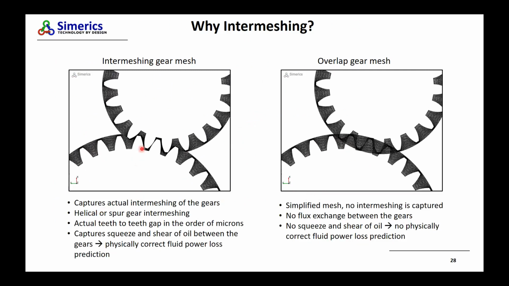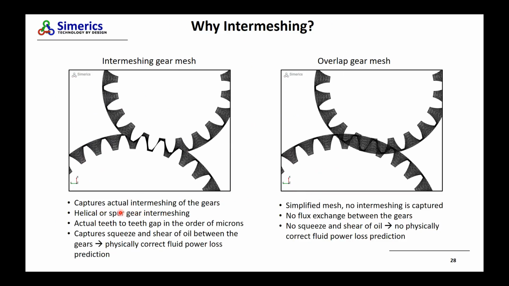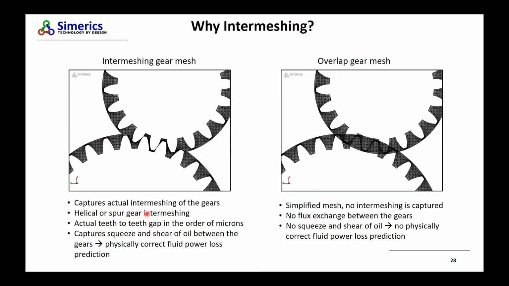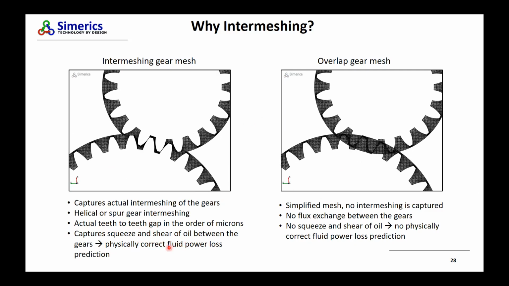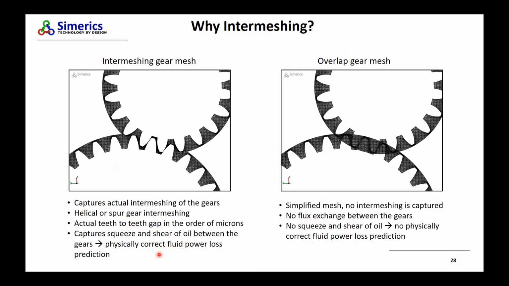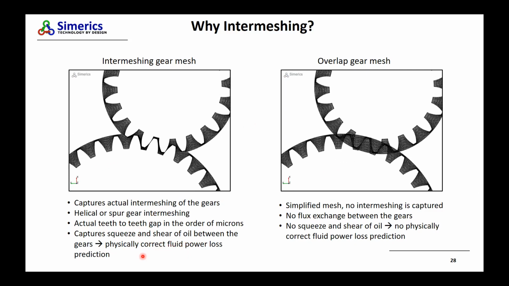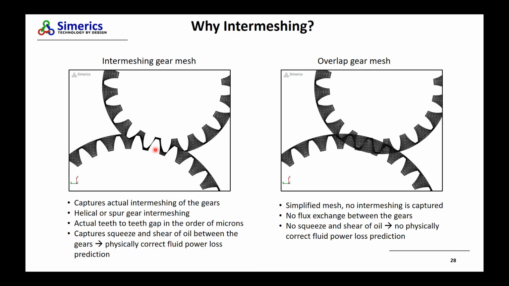On the left, we have the intermeshing approach that we just demonstrated. So we can capture the actual tooth-to-tooth gap in the order of microns, right? And this also captures the squeezing and the shearing of oil between the gears. The power loss prediction can be affected by this physics essentially.